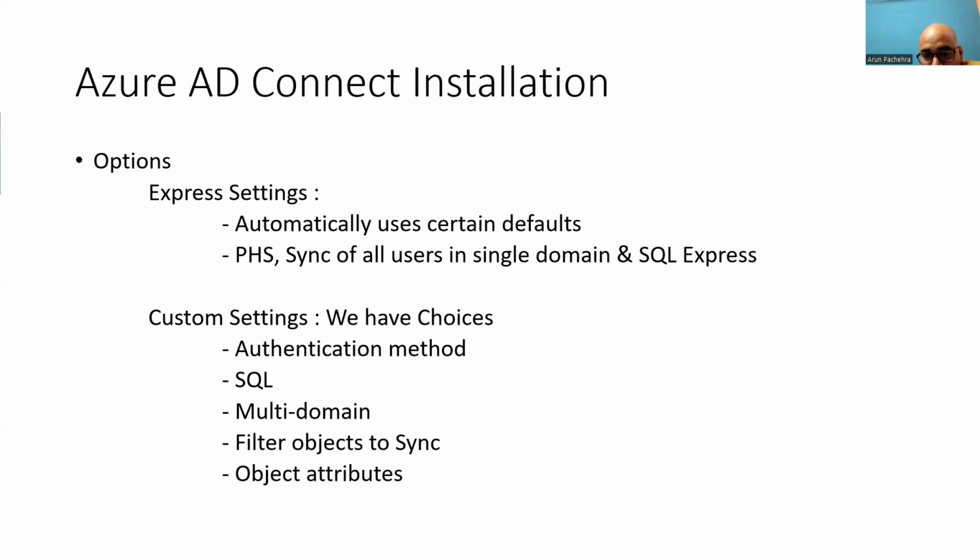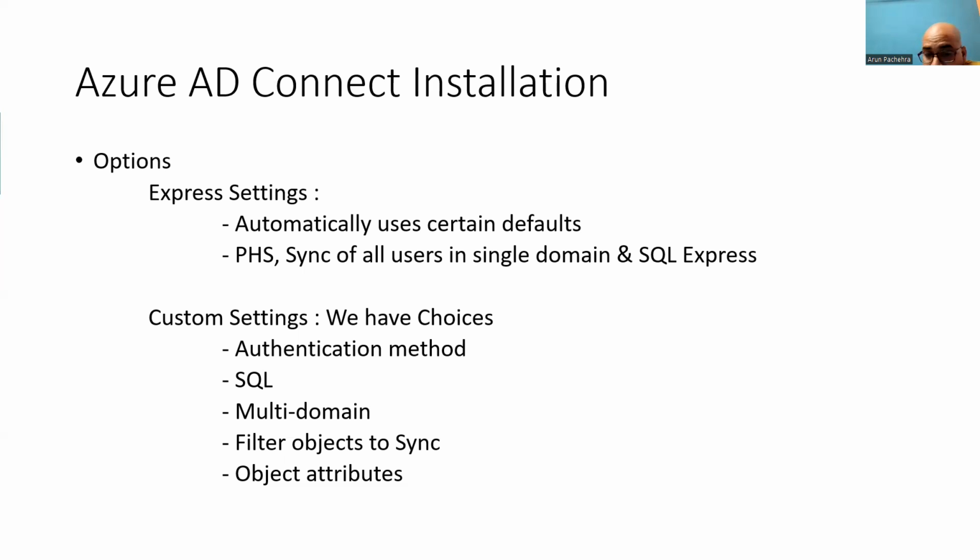So custom setting options gives us the flexibility to select our implementation options and customize this tool for our specific requirements. We can select authentication method, as I said, PHS, PTA, ADFS, or other federation. If we select federation or PTA, we can choose to use PHS, password hash, as a backup in the event that our on-prem infrastructure experience downtime. We covered this in the last video.